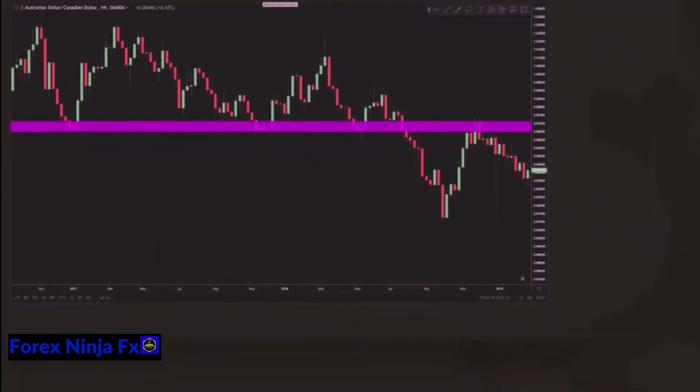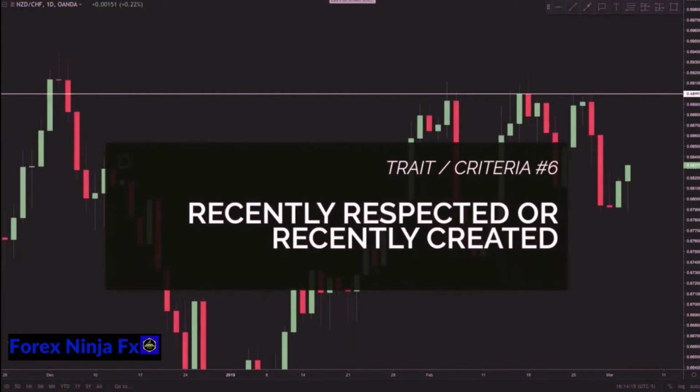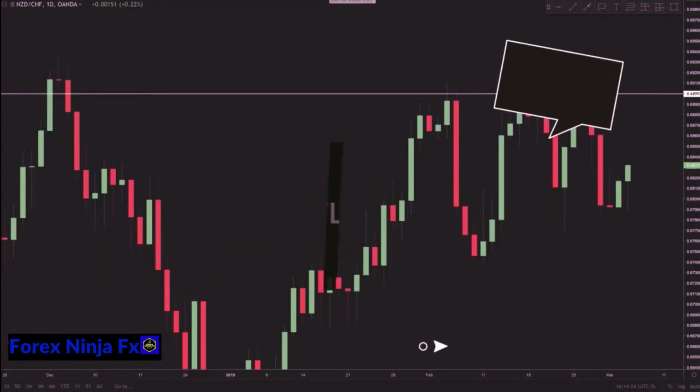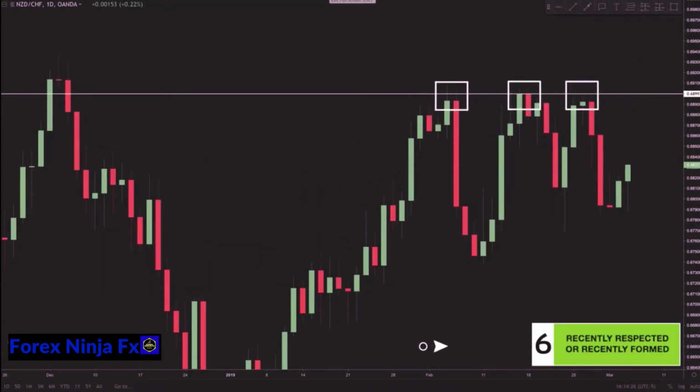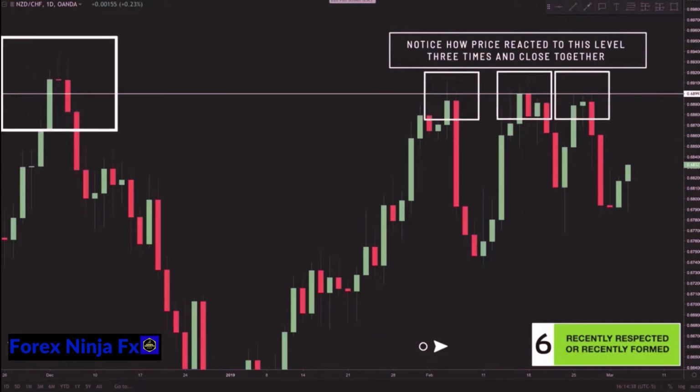So to the last trait. Trait number 6. Recently respected or recently created, meaning traders took action at the level in a recent time period. As you can see, we had 3 rejections of this area of resistance, meaning it is still valid in a current time period. If you look further back, you also have a swing high up here, but the recent rejections are always more effective as they are current and new.